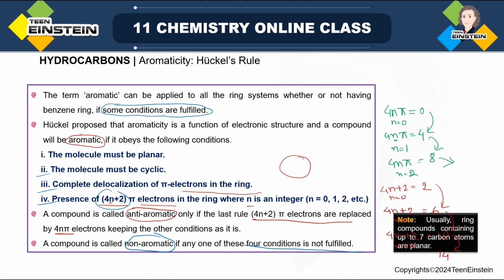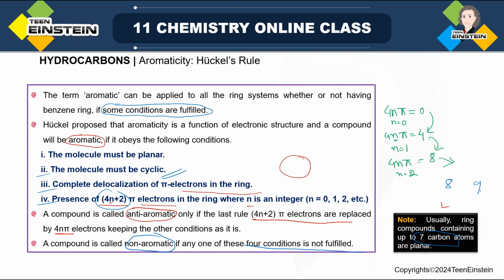But here remember one thing as a note. Usually it is observed that ring compounds containing up to 7 carbon atoms, because it has to be cyclic, are mostly planar. But whenever it is an 8-membered ring or 9-membered ring, planarity may not be there. Now the ring size is high and the rigidity is less. When the ring size is high, the rigidity of the ring is lost. Now they can have some non-planar structure.